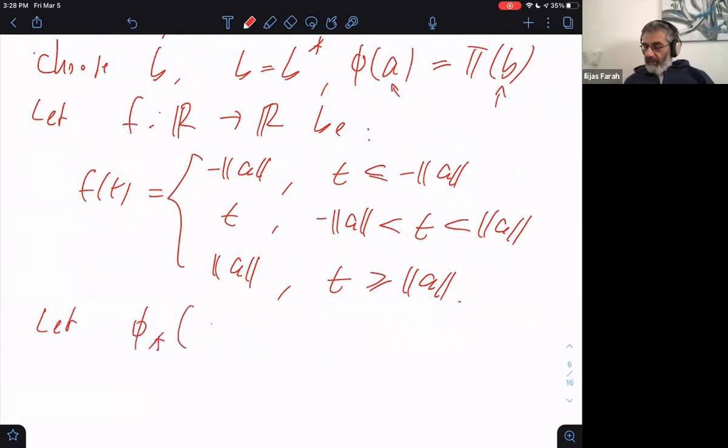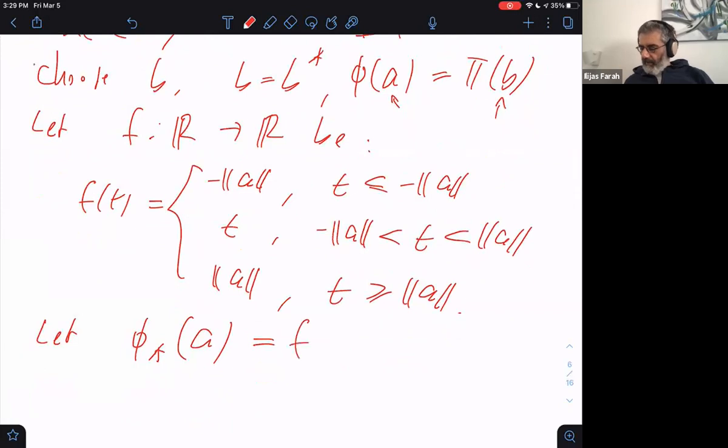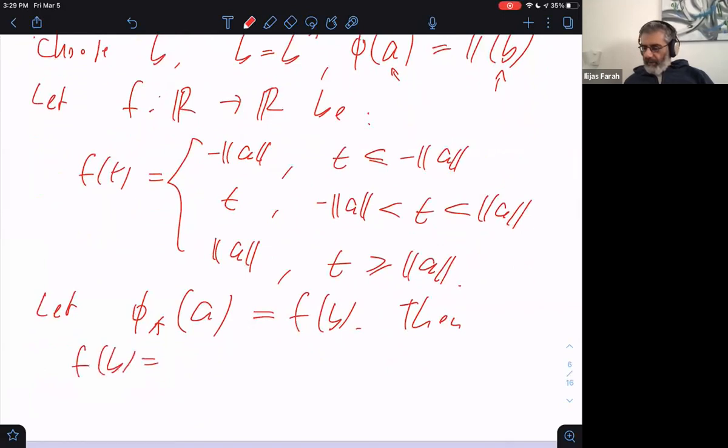So let phi star of A be F of B. Well then, F of B is self-adjoint, right? Because this is a real function. If you apply a real function to a normal element, you get a self-adjoint element. Also, the norm of B is equal to the maximal value of the spectrum of B, but the spectrum of B is the range of F, and the range of F is included in the interval between minus norm of A and norm of A. So the norm of B is at most the norm of A.